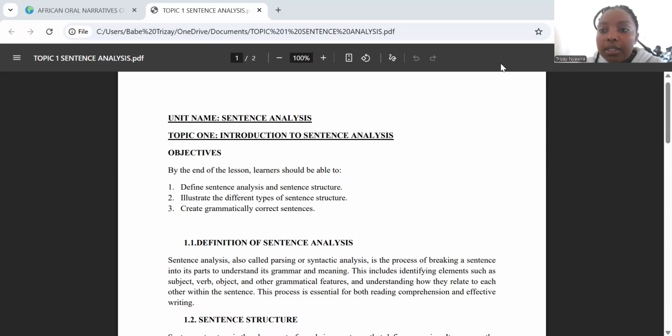So we're starting to learn from today, and we'll be tackling topic 1 in this session. That is the introduction of sentence analysis. By the end of this lesson, I require each and every one of you to define sentence analysis and sentence structure, be able to illustrate the different types of sentence structure, and also create grammatically correct sentences without any challenges.